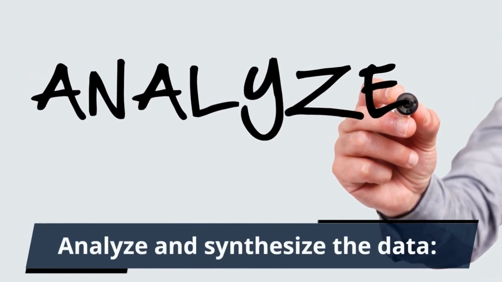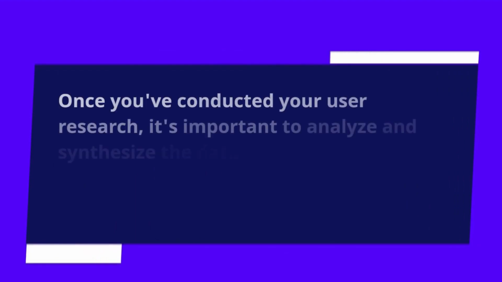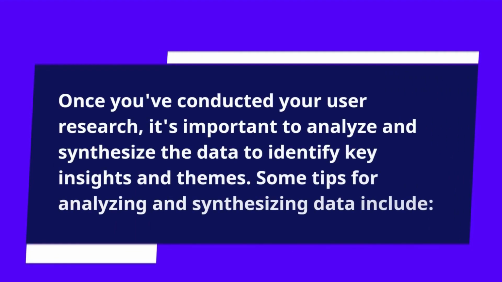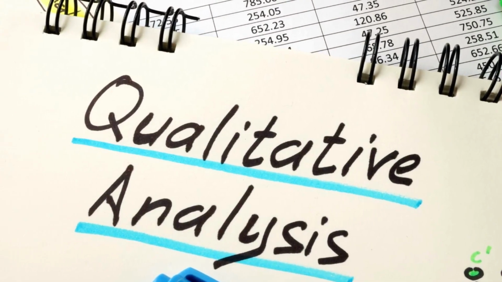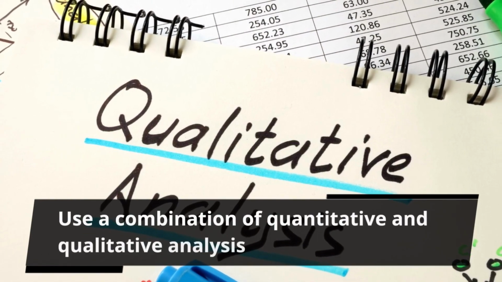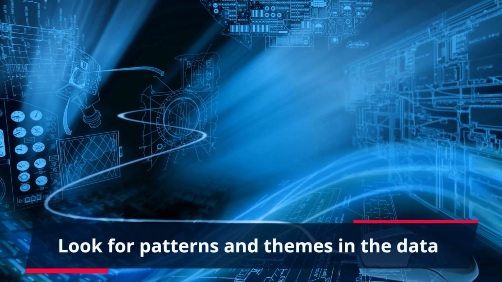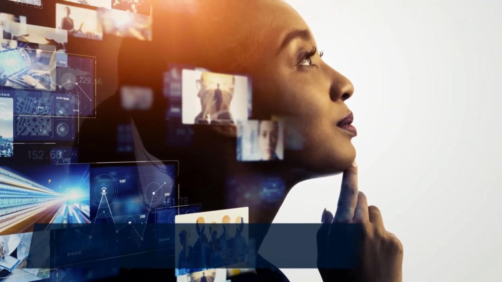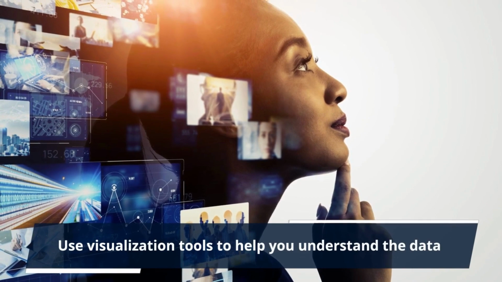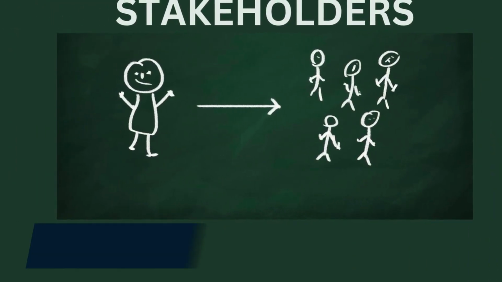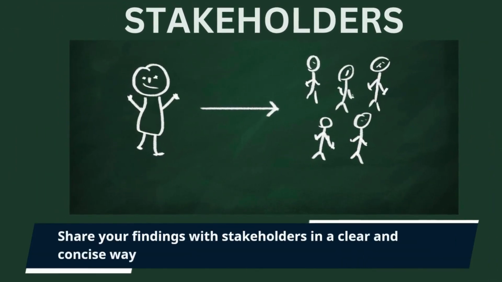Analyze and synthesize the data. Once you've conducted your user research, it's important to analyze and synthesize the data to identify key insights and themes. Some tips for analyzing and synthesizing data include: use a combination of quantitative and qualitative analysis. Look for patterns and themes in the data. Use visualization tools to help you understand the data. Share your findings with stakeholders in a clear and concise way.